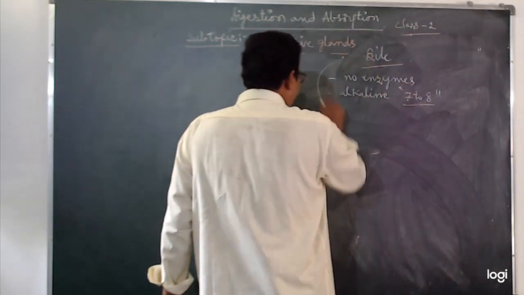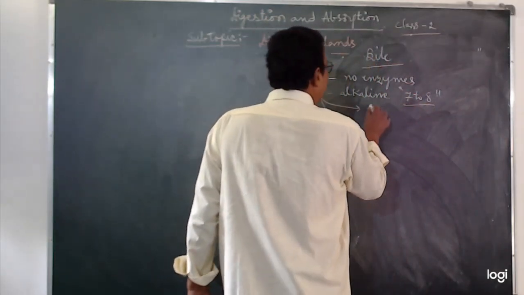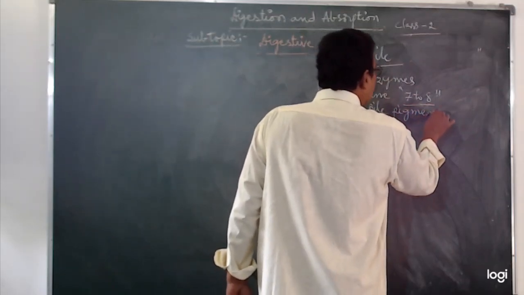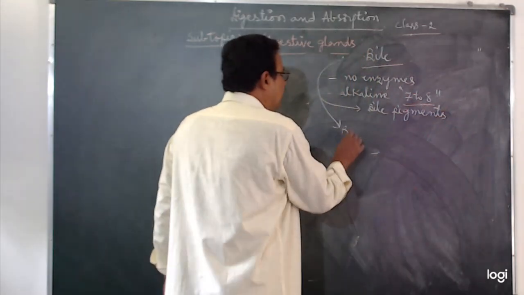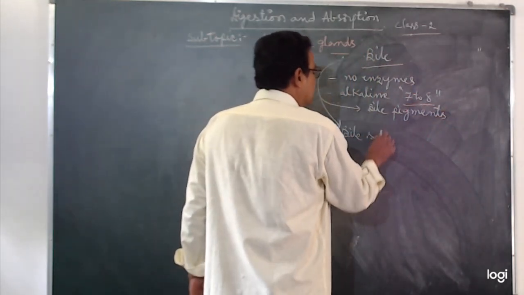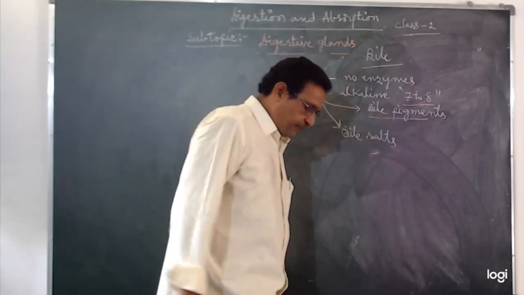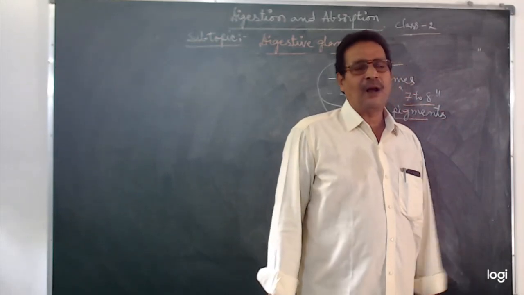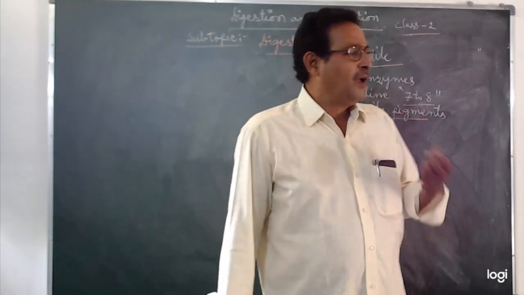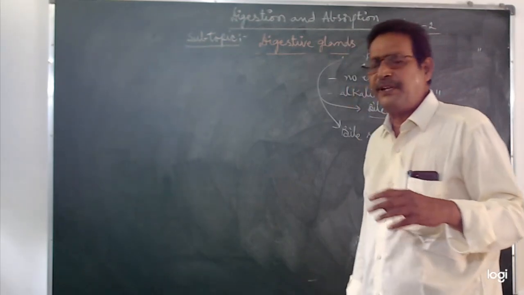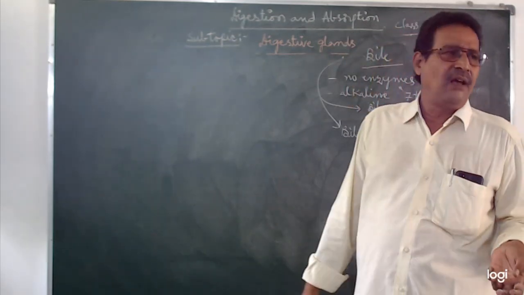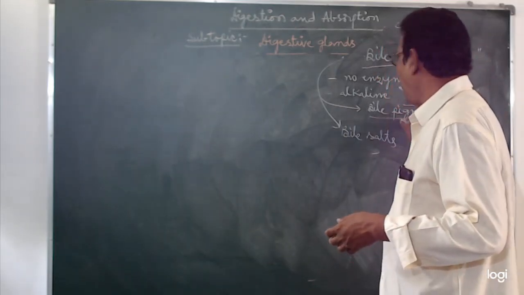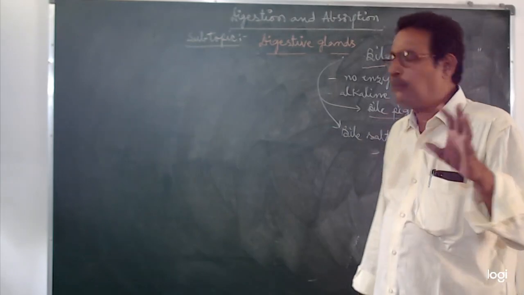What are the components in the bile? Bile pigments and bile salts. Bile pigments, bilirubin, biliverdin, urochrome, these are bile pigments which can be excreted through our excretory system. There is no use of bile pigments.